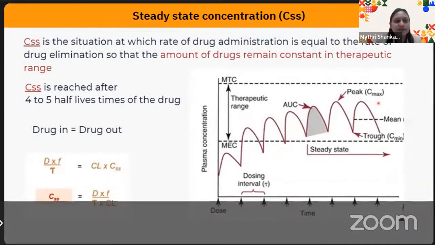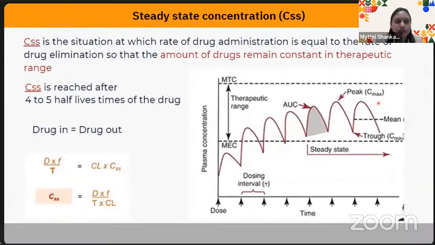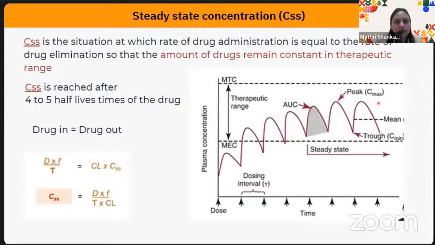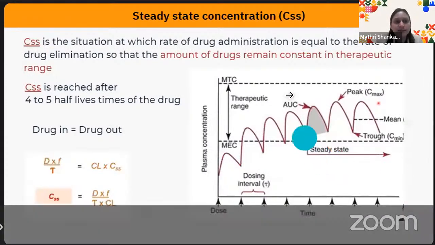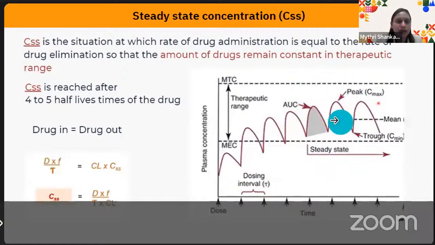So what is the steady state concentration? It is a situation at which the rate of drug administration is equal to the rate of drug elimination. So the amount of drug remains constant within the therapeutic range. Steady state concentration is usually reached after 4 to 5 half-life times of the drug. So after 4 or 5 half-lives, we will reach the therapeutic range, which is between the MEC and MTC.